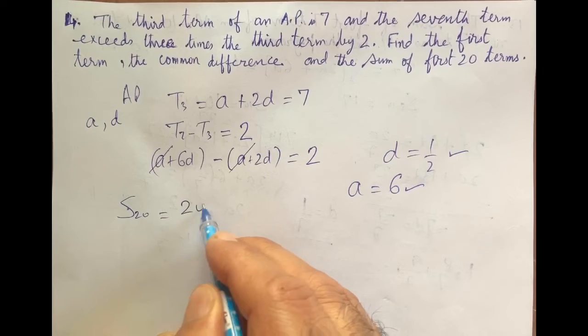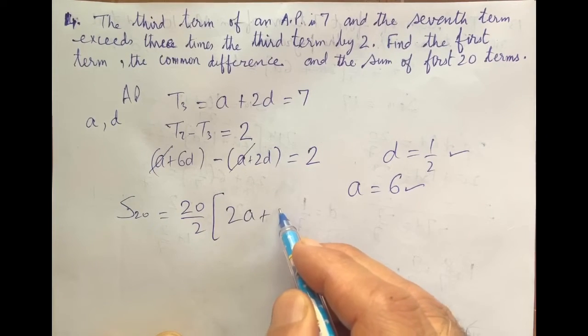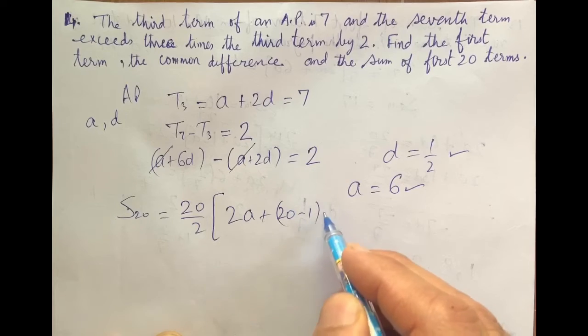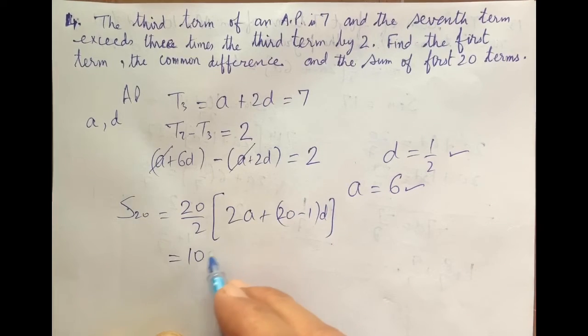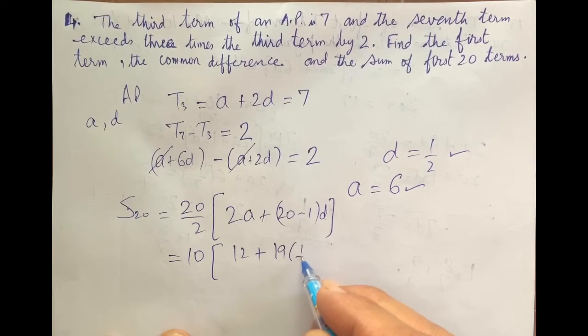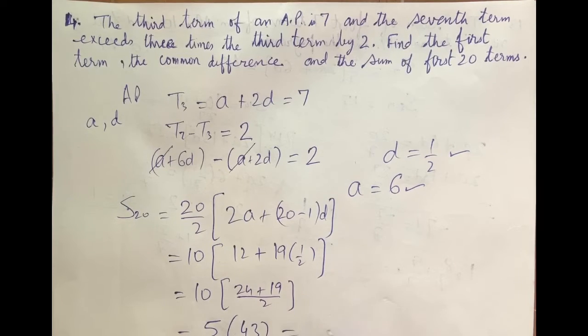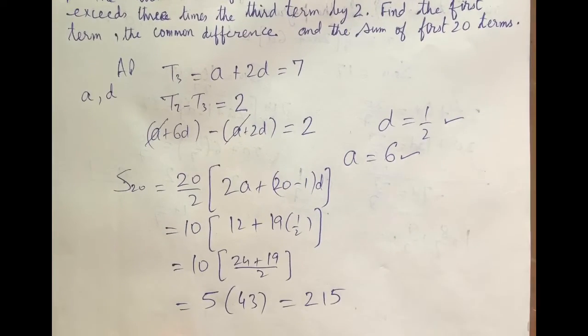Sum of 20 terms is 20 upon 2 into 2A plus 20 minus 1 into D. That's 10 times 2A, which is 12, plus 19 into 1 by 2. 10 into this will be 24 plus 19 by 2. 10 by 2 is 5 into this is 43, which will be 215. So 215 is the answer.